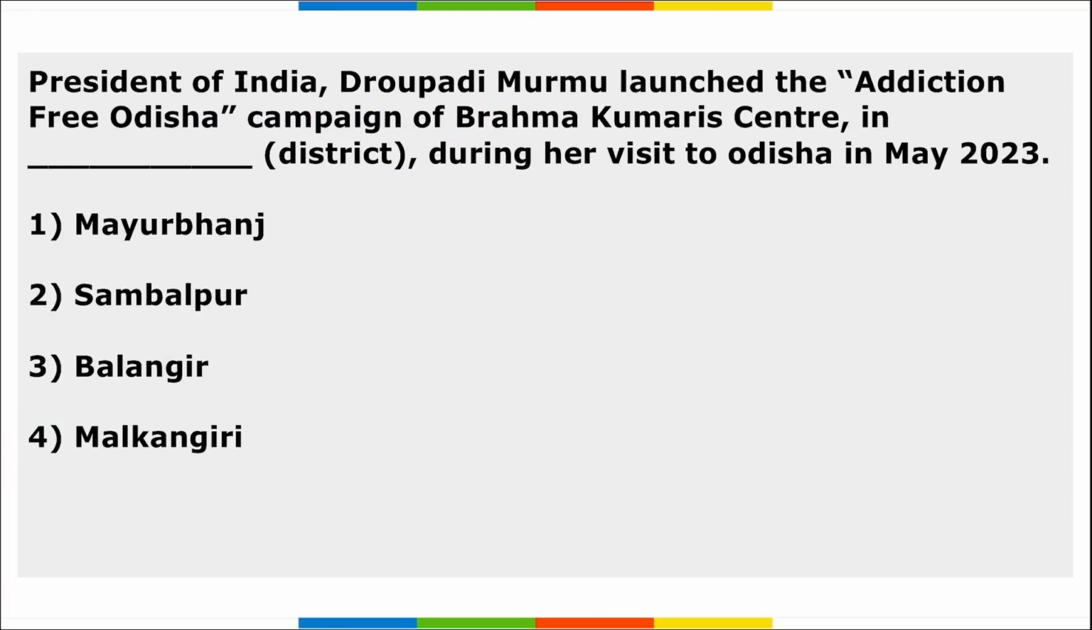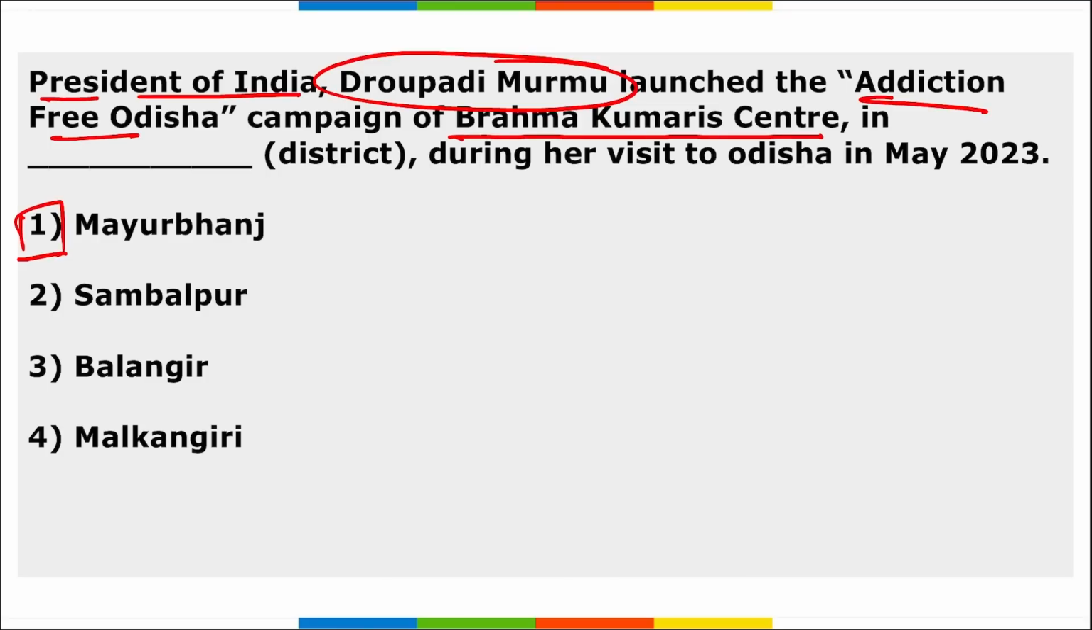Correct? Next, President of India Draupadi Murmu recently launched Addiction Free Odisha. This was a campaign of the Brahma Kumari Center in Mayurbhanj district of Odisha. Correct? And this was launched by Draupadi Murmu. And the campaign was Addiction Free Odisha.